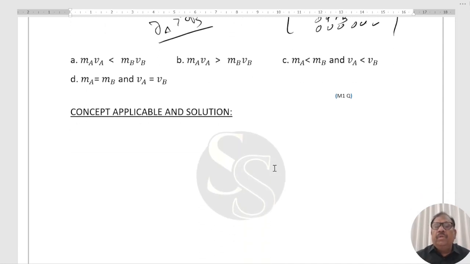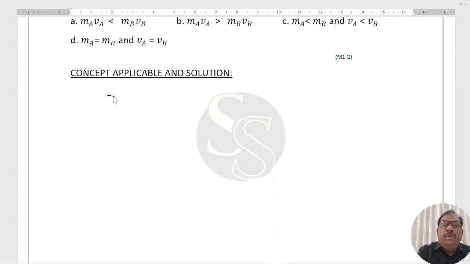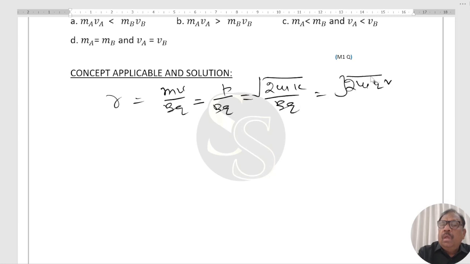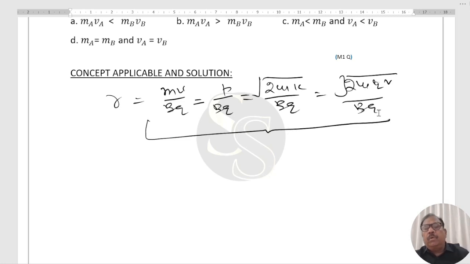You know, when a charged particle enters a uniform magnetic field at an angle theta, then R equals mv by bq, or p over bq, or twice mK over bq, or twice mq into v upon bq. You have to pick up according to the requirement of the question.